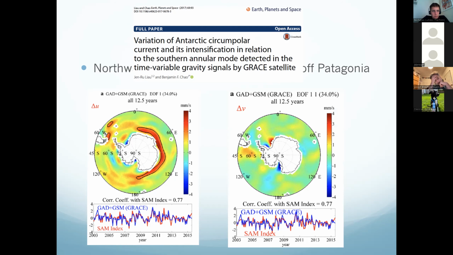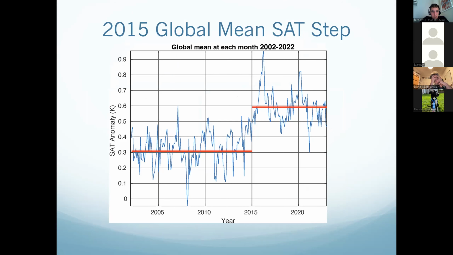So that's the summary of my paper. And now I want to go on and talk about some data I was looking at last week. This is a plot of the global mean surface air temperature from a NOAA reanalysis data set, plotted from 2002 to 2022. And you can see there's this interesting jump of about 0.3 degrees Kelvin right around the time of the 2015 El Nino event. It'd been the first El Nino event for a while.